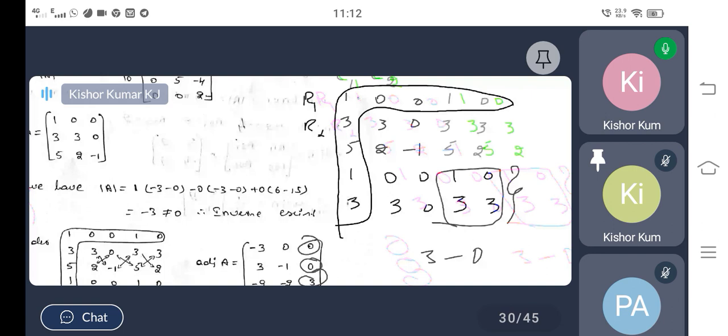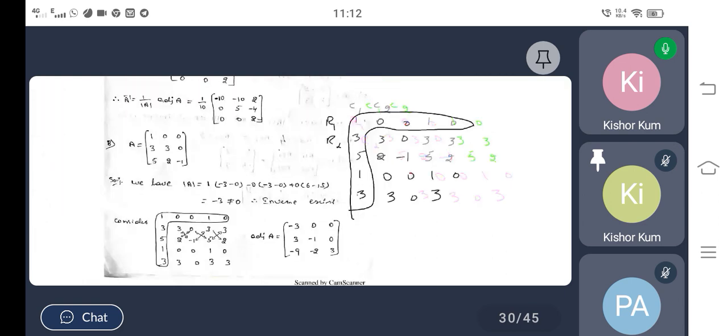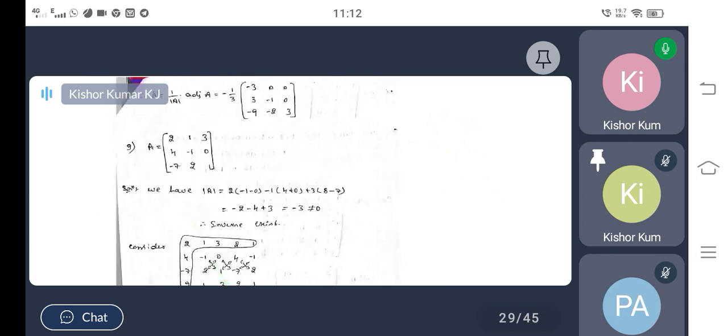So now after getting this adjoint of A, we have to move on. We just have to substitute in a formula. So what is the formula we have? The formula here is A inverse is equal to 1 over determinant of A into adjoint of A. Just substitute in the formula. So you can get the inverse as 1 over 3 into minus 3, 0, 0, 3, minus 1, 0, minus 9, minus 2, 3. So that is your required solution.